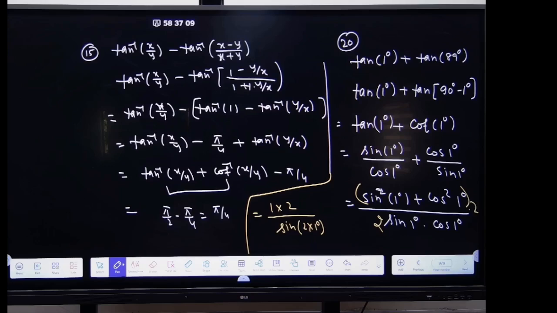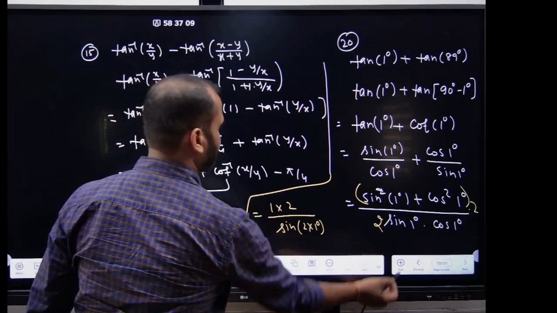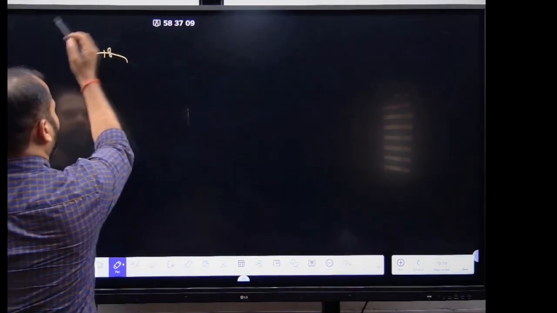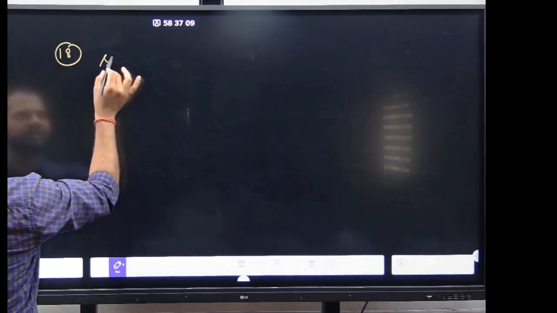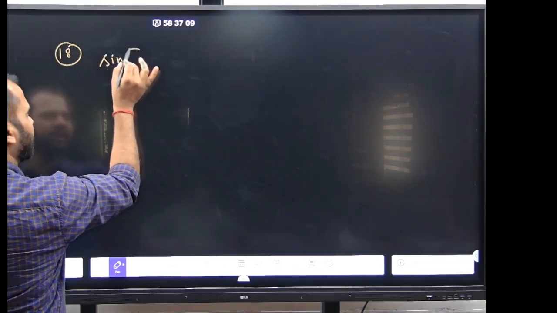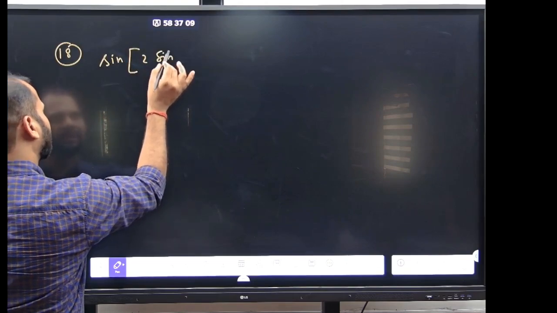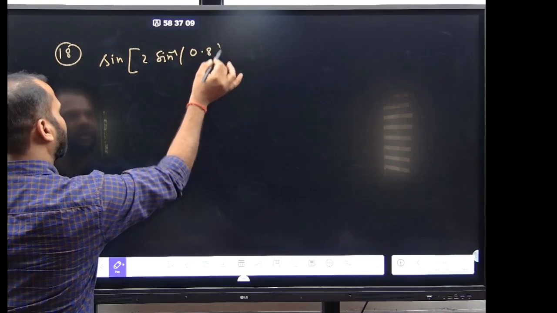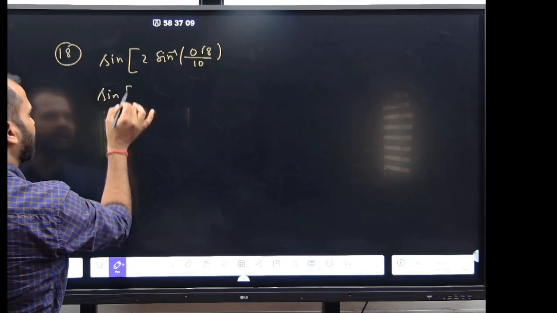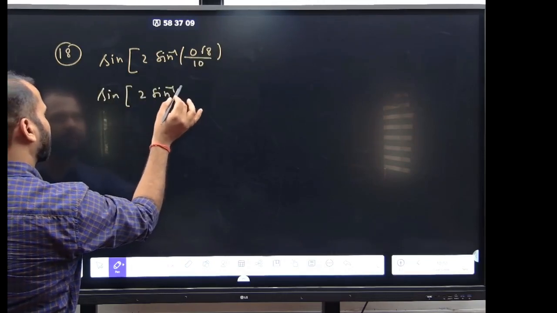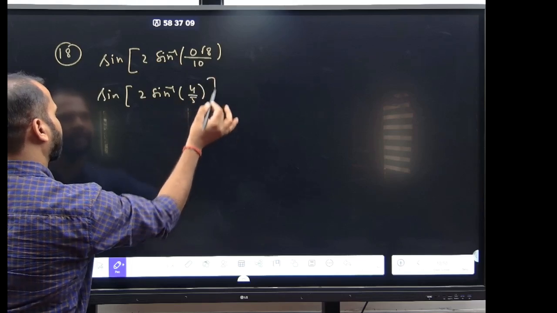Eighteenth one, are you getting it? What is the answer? No, that's in points. It is a fraction. Just tell me the question. The value of sine 2 sine inverse 0.8 is equal to. If I remove the decimal, can I write it upon 10? So inside 2 sine inverse, what can you write? 4 by 5, can I write?